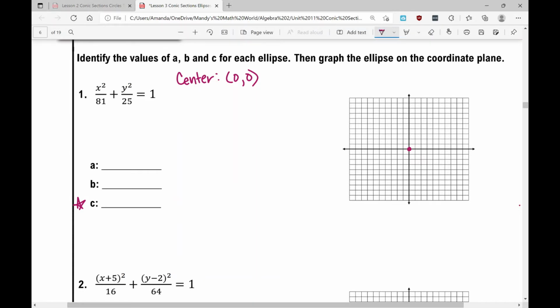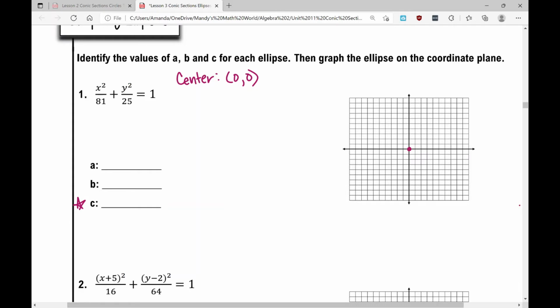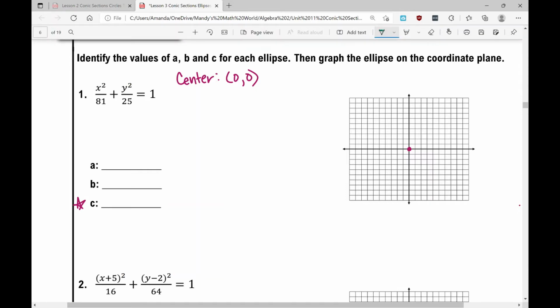And now let's identify the values of A, B, and C. One of the first things that I like to do whenever I'm graphing an ellipse is identify whether this is going to be a horizontal or vertical ellipse. So I look at my a squared and b squared values and see what's the largest value under? The largest value here is under the x, which means I know that my ellipse is going to be horizontal. If a squared is always bigger, it's going to look like this.